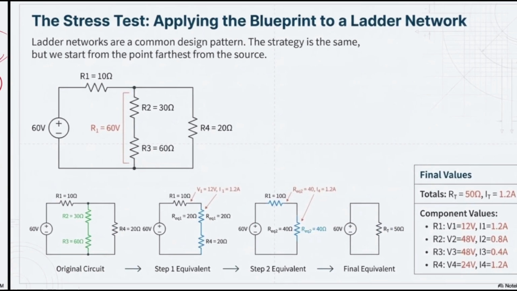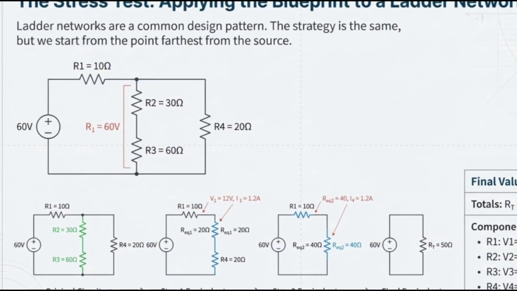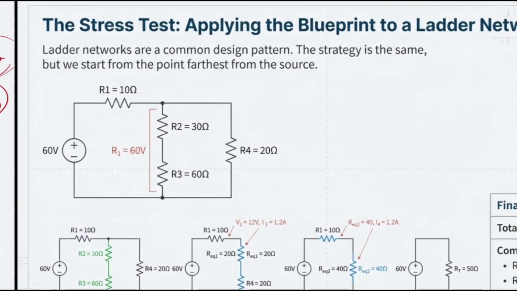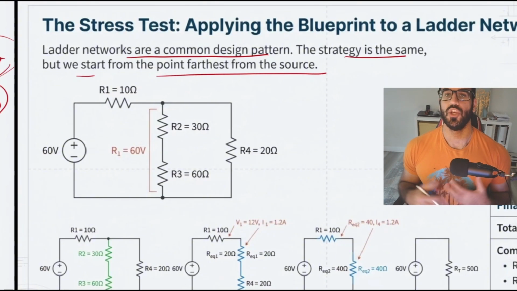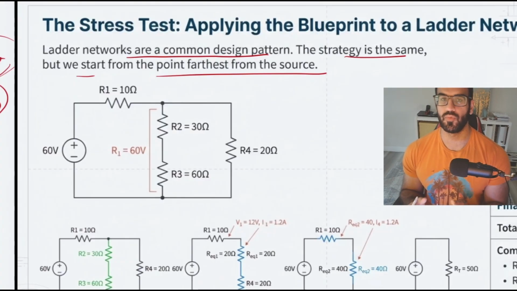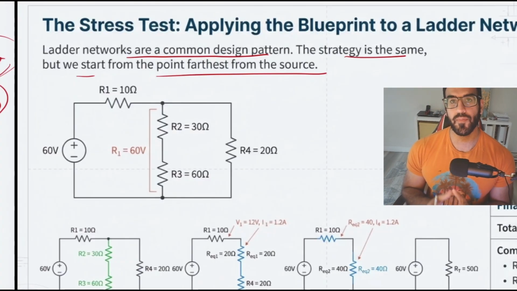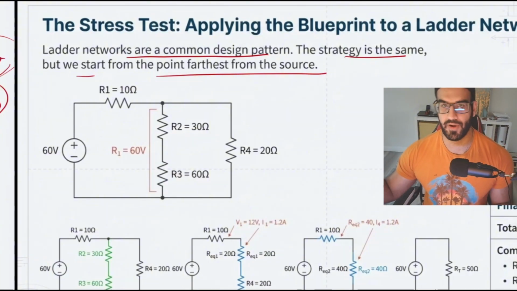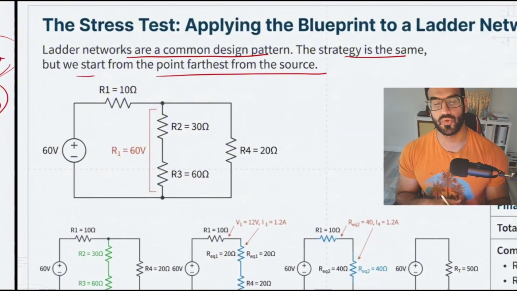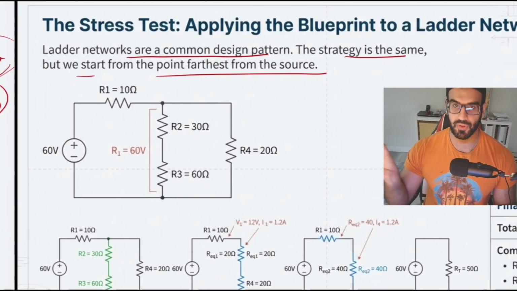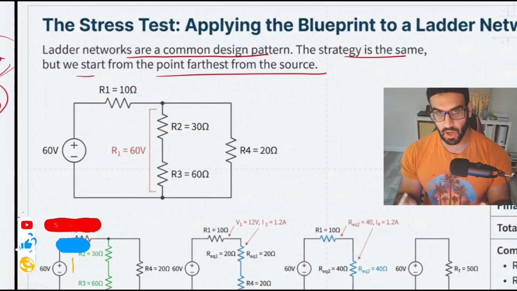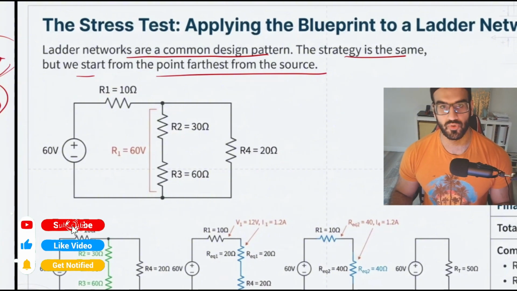So what would happen if I do have a ladder network? It means that the situation is a little bit complicated, and these ladder networks are very commonly designed. The strategy is still the same, but we are going to start from the point that is farthest. What does that mean? It means that at some point you don't have only one or two branches, maybe you have more than that. So it would be better to start from the very far branch that is completely far from your source, and then start to simplify everything branch by branch, combine all of them, then move back to the thing that you would like, which is the R total.